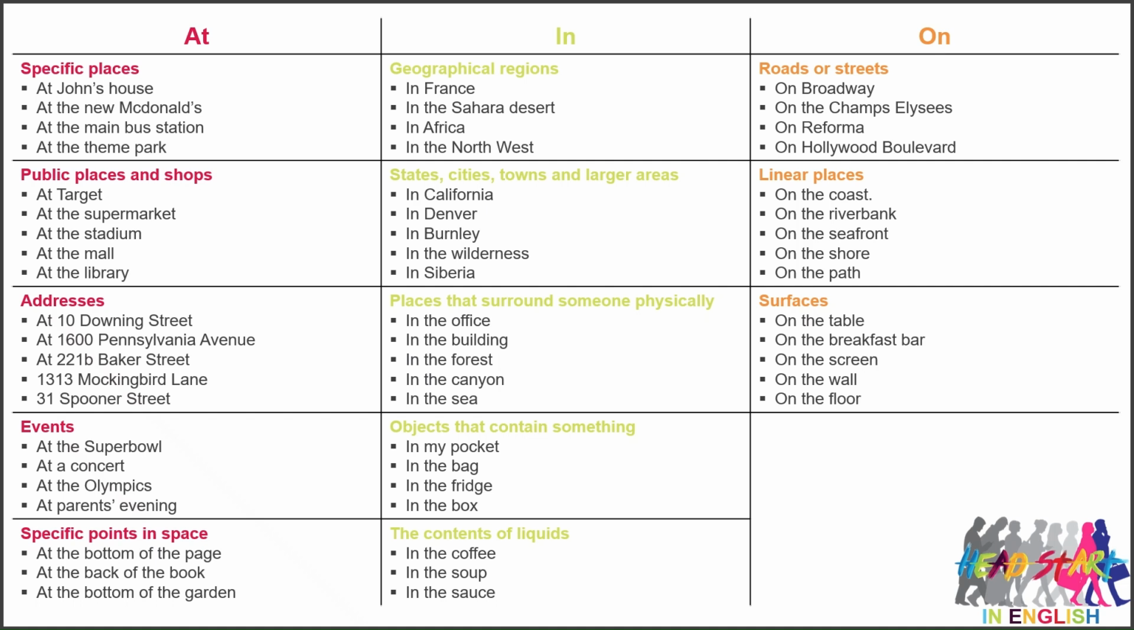Finally, we've got on. So in this column, we've got roads or streets, on Broadway, on the Champs-Élysées, on Reforma, on Hollywood Boulevard, all famous streets or roads around the world. Linear places, things that are in a line, so on the coast, on the riverbank, on the seafront, on the shore, on the path. Finally, we've got surfaces, things that tend to be flat, on the table, on the breakfast bar, on the screen, on the wall, or on the floor. So that's the material and the rules covered. Now let's put it to practice.